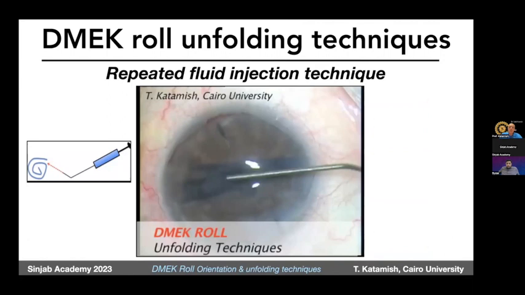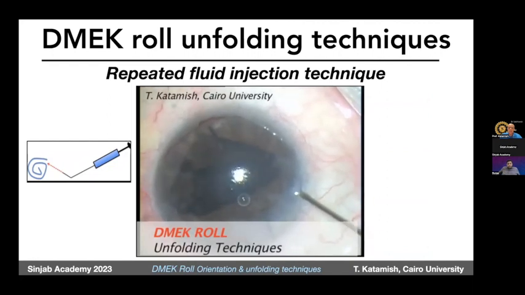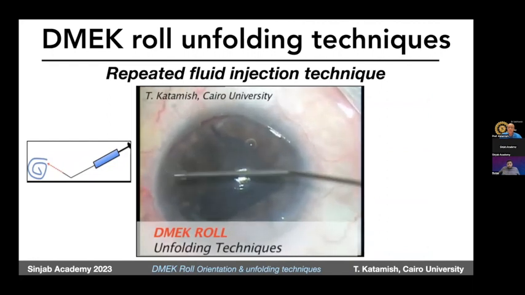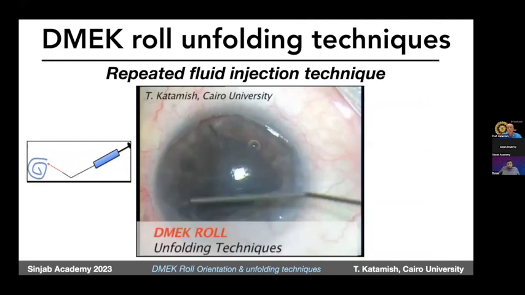Repeated fluid injection: the idea is to inject the fluid at this edge, not just any injection of fluid. You try to direct your fluid wave to this edge. This will help open a tight DMEK roll. You see from this case, just with injection of fluid, the graft opens. So you have to be familiar with all these techniques and use them in the proper situation.